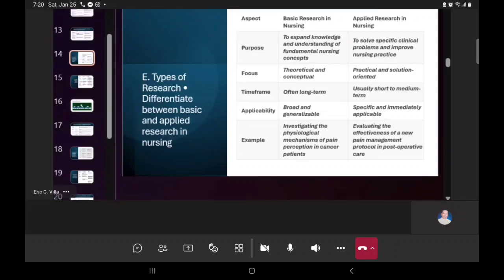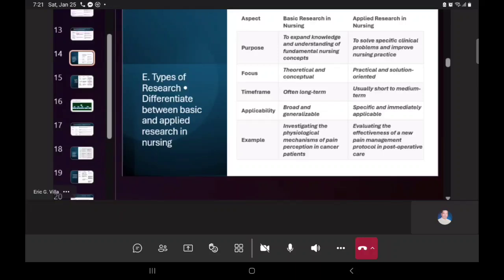An example of applied research in nursing would be evaluating the effectiveness of a new pain management protocol in postoperative care. This study would directly address a clinical issue, potentially leading to improved pain control for patients recovering from surgery. The results of such research could be immediately applicable in healthcare settings, influencing nursing practice and patient outcomes.